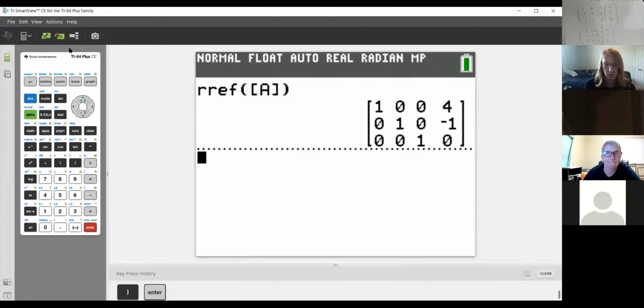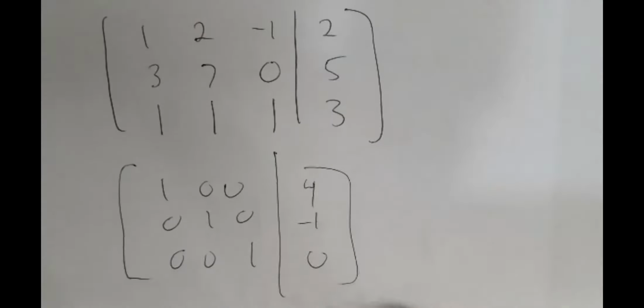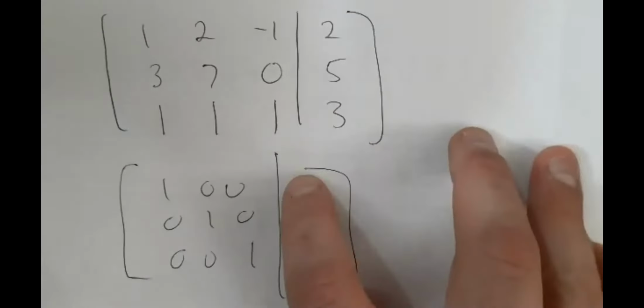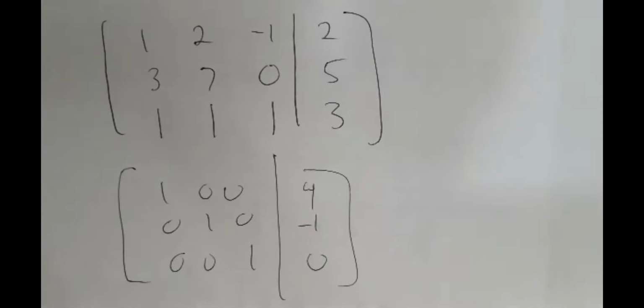But let's go back to my paper. If you're doing this in some sort of calculator or technology, this is the work I want to see. I want to see the matrix that you put in, and I want to see the matrix that it spit out. If you put anything less than that, you're going to get some points off.